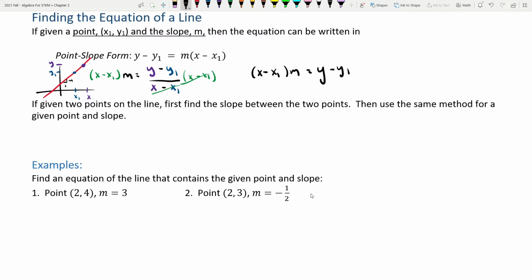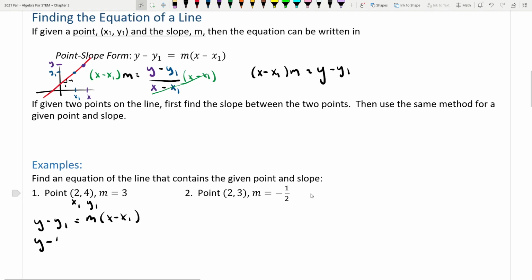This is enough information to give an equation of a line. The equation of the line requires you to have the slope and a point. So here I have a point. I'll label the x x1 and the y y1. And the point-slope form is y minus y1 is equal to m times x minus x1. So in this case, it would be y minus 4, and that's equal to 3 times the quantity x minus 2. And this is an equation for that line.